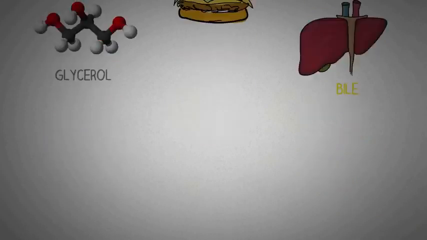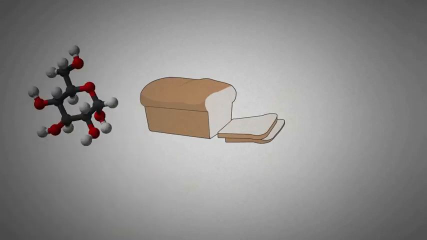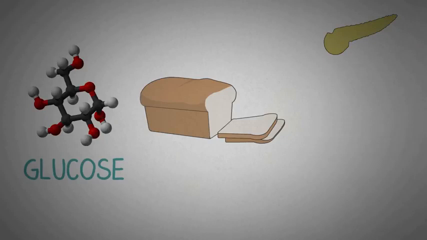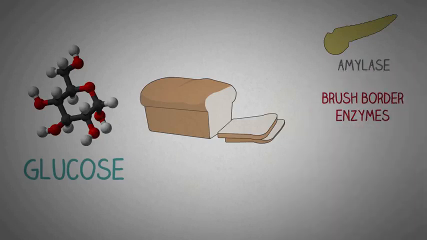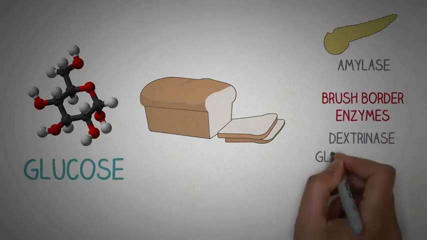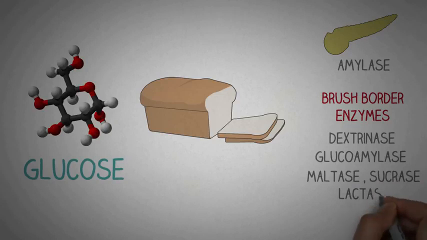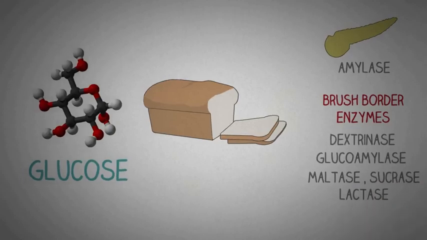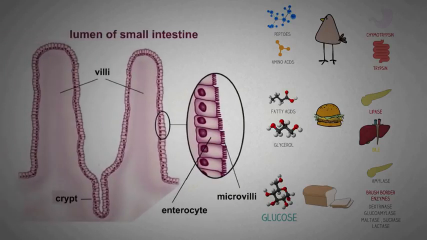digest the fats. The main enzymes that digest carbohydrates are amylase from the pancreas, which converts complex carbohydrates into simple ones, and also enzymes from the small intestinal wall, which are known as brush border enzymes. These enzymes include dextrinase, glucoamylase, maltase, sucrase, and lactase. So all of this complex food is broken down into simple molecules which are easy to absorb.